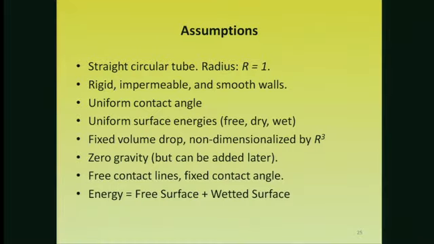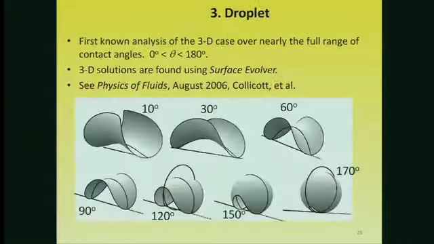Rigid, impermeable, and smooth walls. The pulmonary people really don't like that, but that's where we start. Uniform contact angle and surface energies, fixed drop volume, we can add gravity later, and so on. And what do you get? Well, there are some example droplets in a circular tube for a range of contact angles. Even though I said early on contact angle is a lie, that's still how I talk about it, right? It's still descriptive.